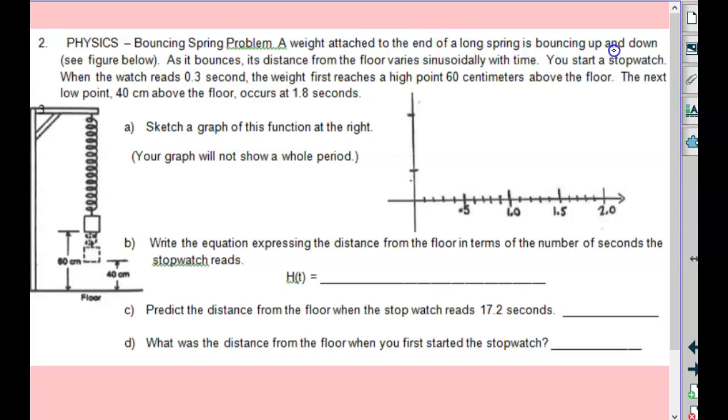A weight attached to the end of a long spring is bouncing up and down. As it bounces, its distance from the floor varies sinusoidally with time. You start a stopwatch. When the watch reads 0.3, it reaches its high point. Okay, so at 0.3, it is at its max. We don't know anything about where it started at time 0. We're going to need a phase shift. Everybody good? Okay, and that was 60 centimeters up. The next low point at 40 centimeters above the ground occurs at 1.8.